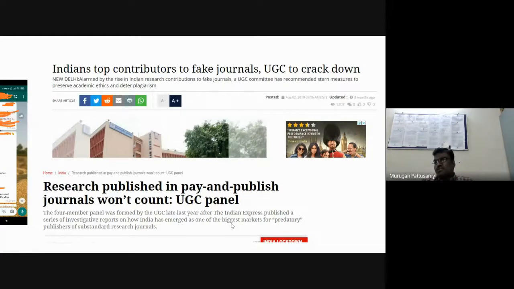So how do we solve this issue? See, I think now UGC is working on it. If you look at Western universities, they never ask their scholars to publish their paper before the submission of the thesis.